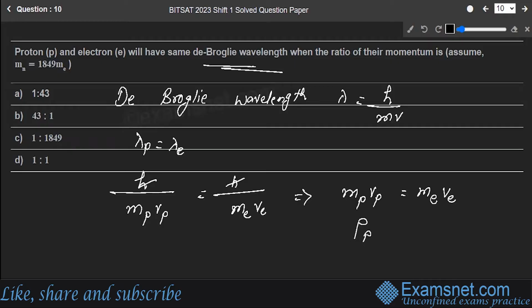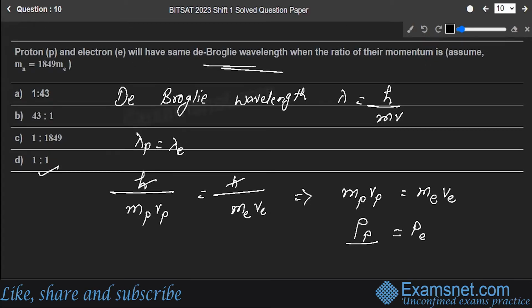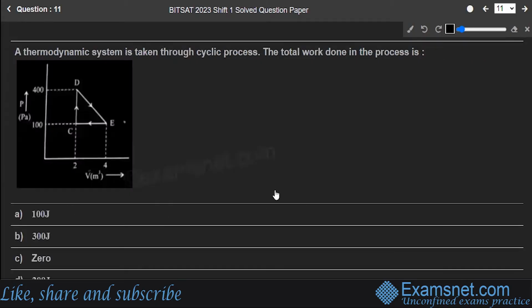This is what? This is a momentum. Momentum of the proton is equal to momentum of the electron. That means their ratio is 1 is to 1. That makes option D the correct answer. Hope you understood that. Next is question number 11.